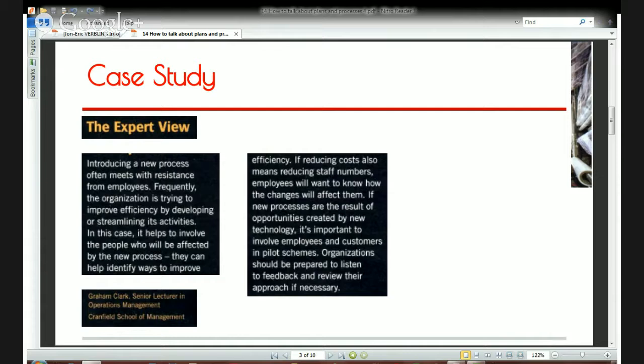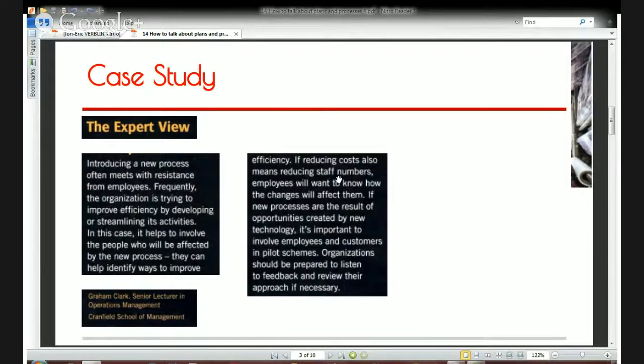If reducing costs also means reducing staff numbers, employees will want to know how the changes will affect them. If the processes are the result of opportunities created by new technology, it's important to involve employees and customers in pilot schemes. Schemes? With a K. Imagine it's got a K, a kappa. Scheme. Schemes. Organizations should be prepared to listen to feedback and review their approach if necessary.